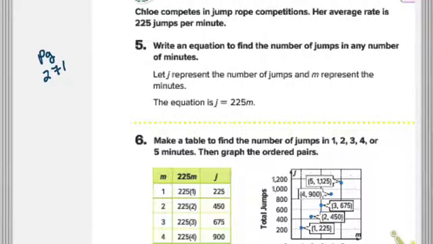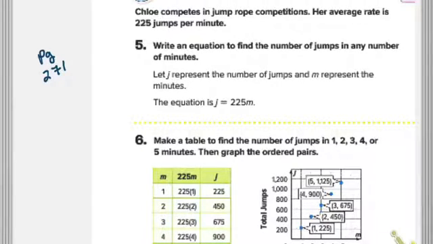Today you should be on page 271. We're going to take a look at Chapter 4, Lesson 1, Part 3, and that's Example 5 and 6 and some Got It's. We can see in Example 5, we've got a little story about Chloe. Chloe competes in a jump rope competition, and her average rate is 225 jumps per minute. So some information there from a story.